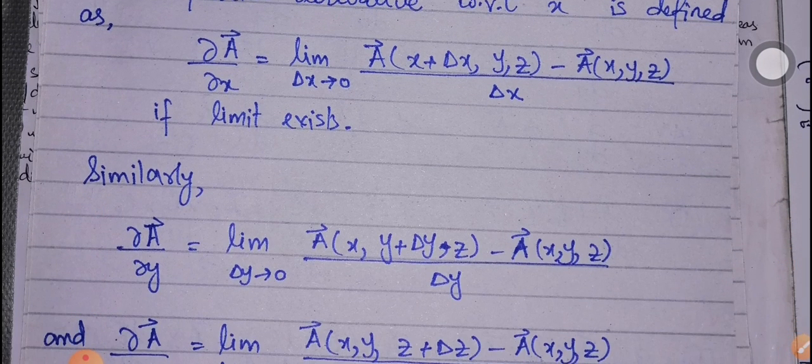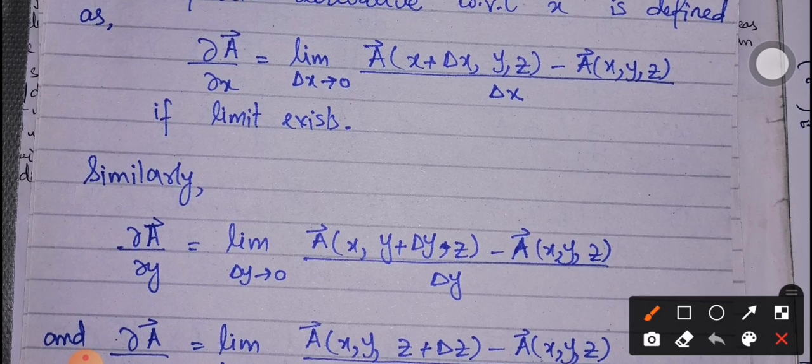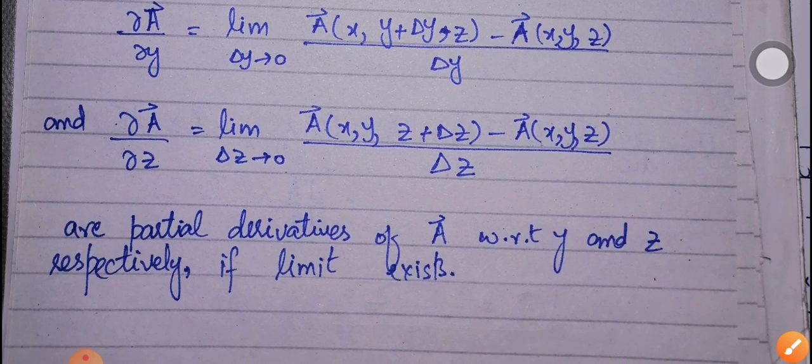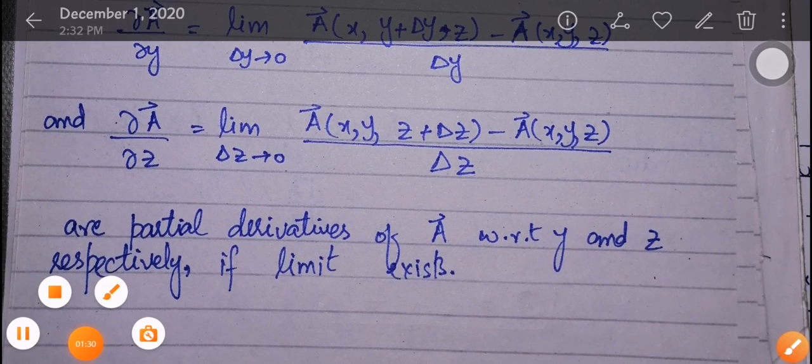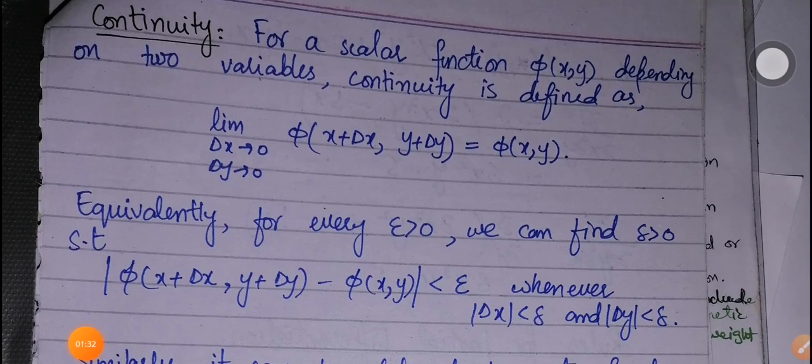The partial derivative with respect to y is defined over here, and we are changing y only, and here is the partial derivative with respect to z. In previous lectures we also discussed the continuity of a function. If we are defining a function depending on more than one variable, it means we may be able to define the continuity of such functions as well.